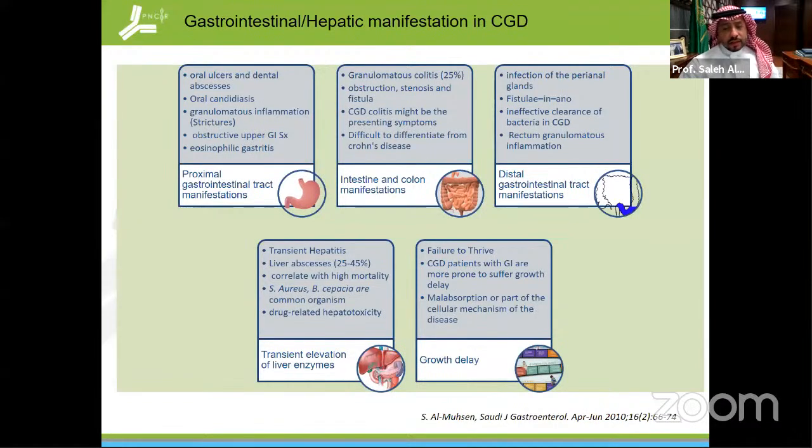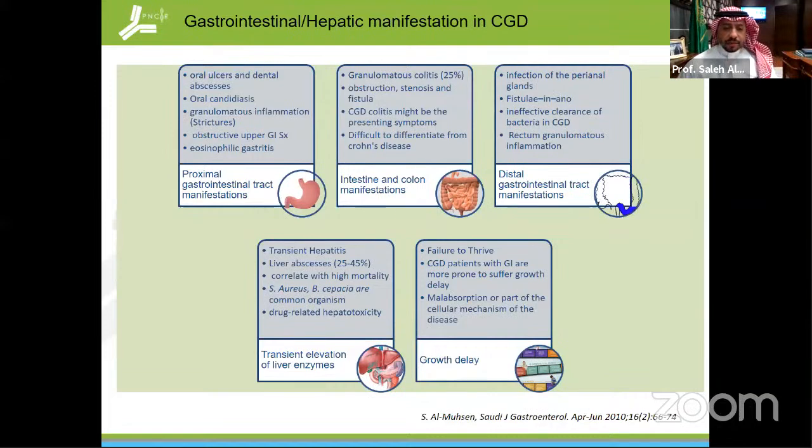So a good number of patients present with colitis as the early diagnosis of CGD, and we have seen many patients who present initially with severe bloody diarrhea and end up being diagnosed as CGD patients. It is difficult to differentiate, however, with good history and physical examination, you will be able to differentiate between a patient with Crohn's disease and CGD. For the manifestation related to the distal GI tract, you can see, for example, infection in the perianal gland that can lead to fistula in ano, and probably it is due to ineffective clearance of bacteria in patients with CGD, and also patients might present with rectal granulomatous inflammation.